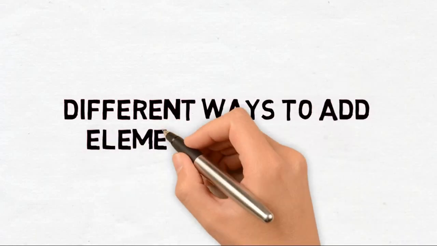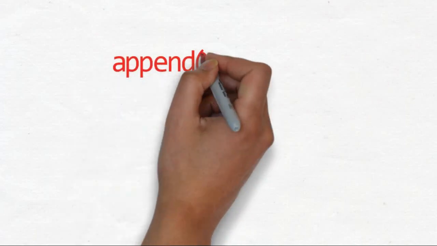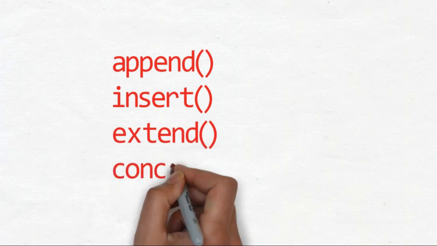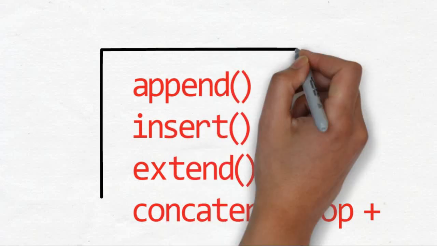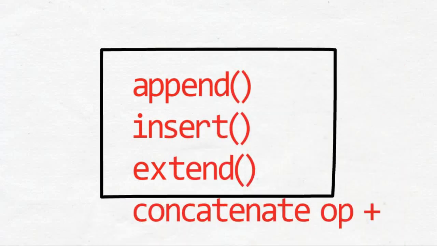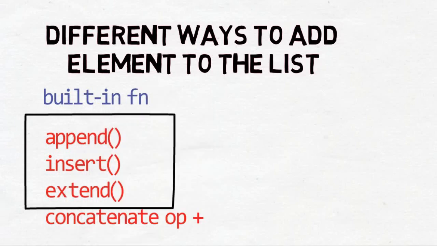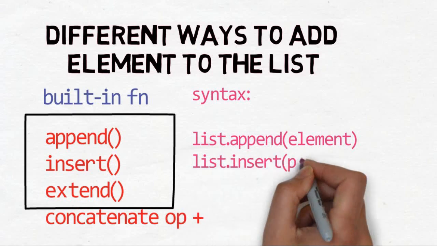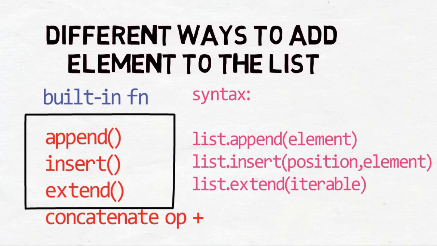Today we are going to see the different ways to add an element to the list. There are 4 methods to add an element to the list: the append function, the insert function, the extend function, or we can use the concatenate operator. The first 3 are inbuilt functions that are particularly available for the list data type. The syntax for these ways to add an element is list.append, list.insert and list.extend. We'll see this in detail in Jupyter Notebook.